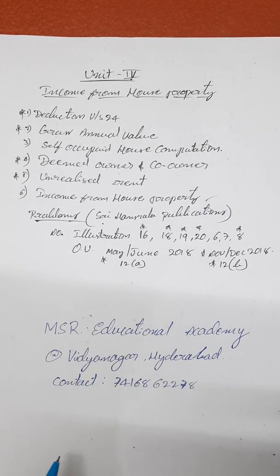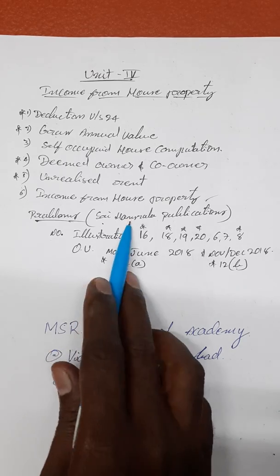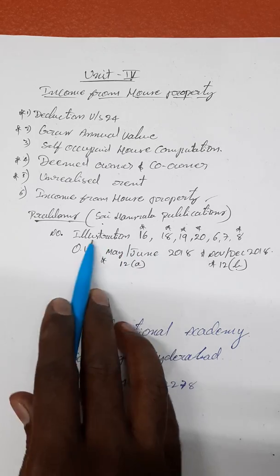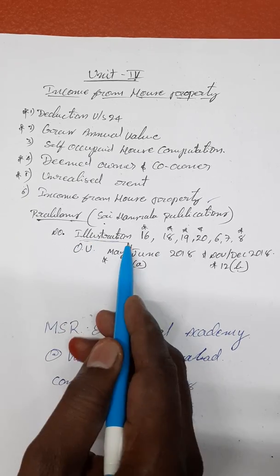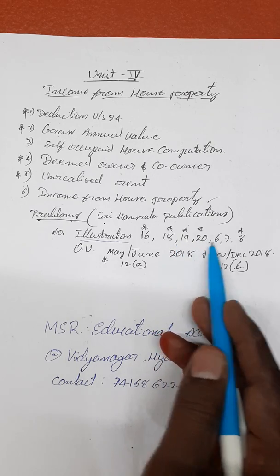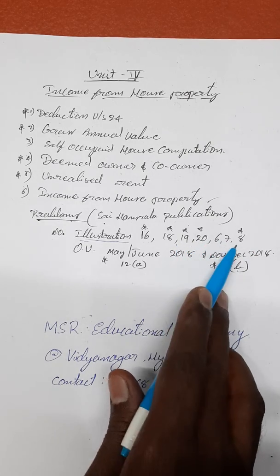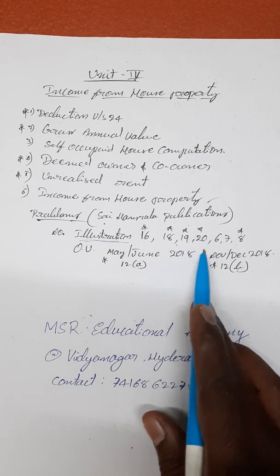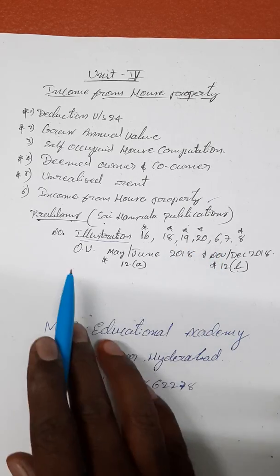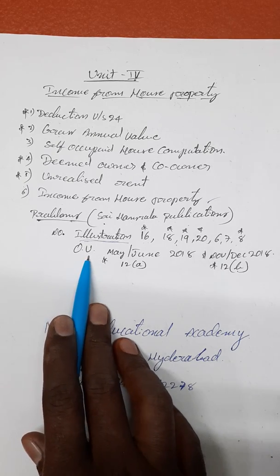If you come to the problems, then from the Sri Hamsrala Publications textbook, it's the 16th question, an illustration, but not a problematic one. It is illustration 16, 18, 19, 20, and the 8th one, 6 and 7. Whatever has a star mark, these are the questions you should prepare, and previous questions also.